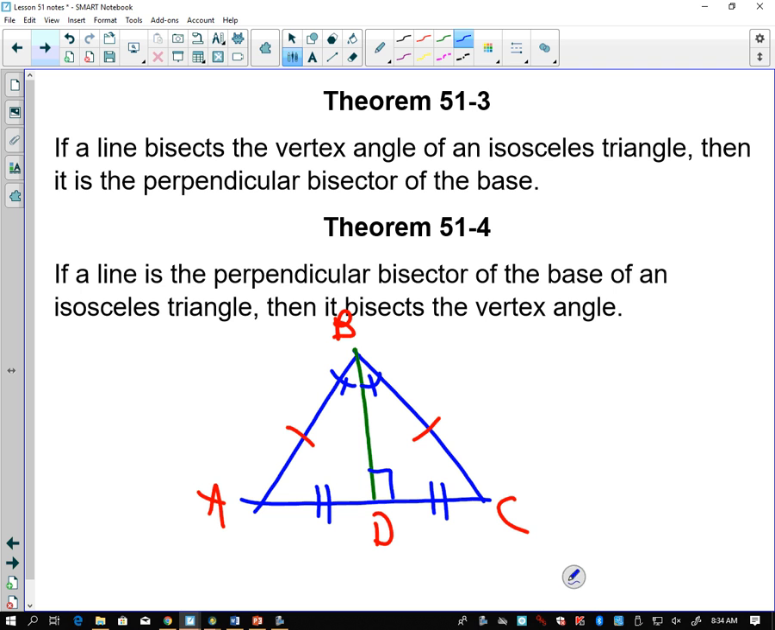All right, let's look at something else. If a line is the perpendicular bisector of the base of an isosceles triangle, then it bisects the vertex angle. These two things are converses of each other. This says if this green line divides that vertex angle into two congruent parts, then it does everything that we see down here. Theorem 51-4 says if we see everything that's happening down here happen, then we know that it's divided that vertex angle into two congruent angles. Does that make sense? Okay.